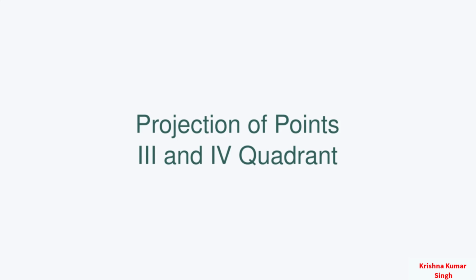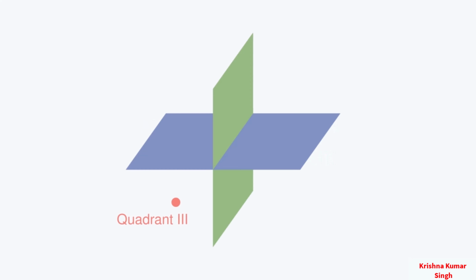Projection of points, third and fourth quadrants. Now let us see what are the steps involved to draw the projections if the point is in the third quadrant. As we know about the third quadrant, the point is below the horizontal plane and behind the vertical plane. The angle projection for this quadrant is third angle projection.